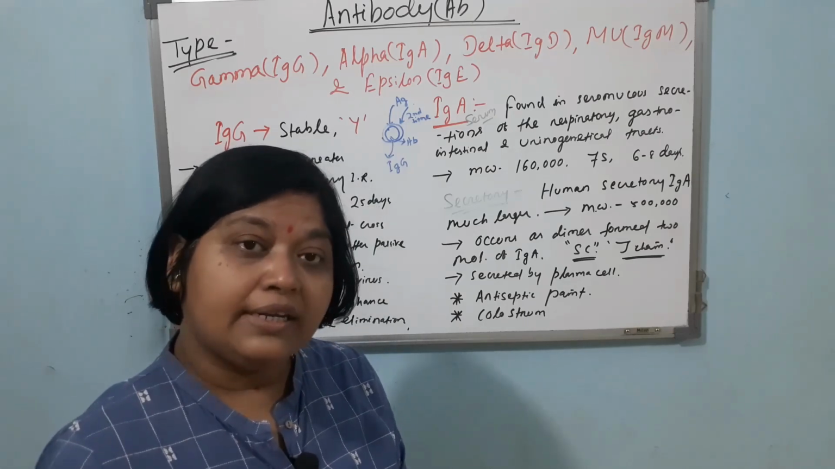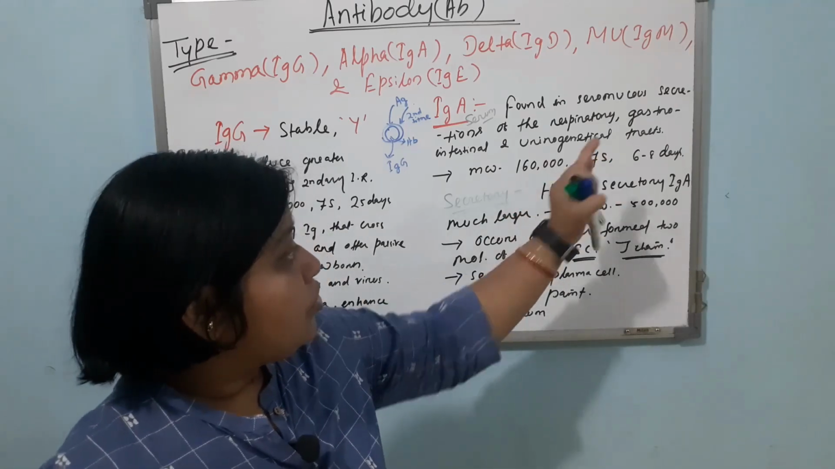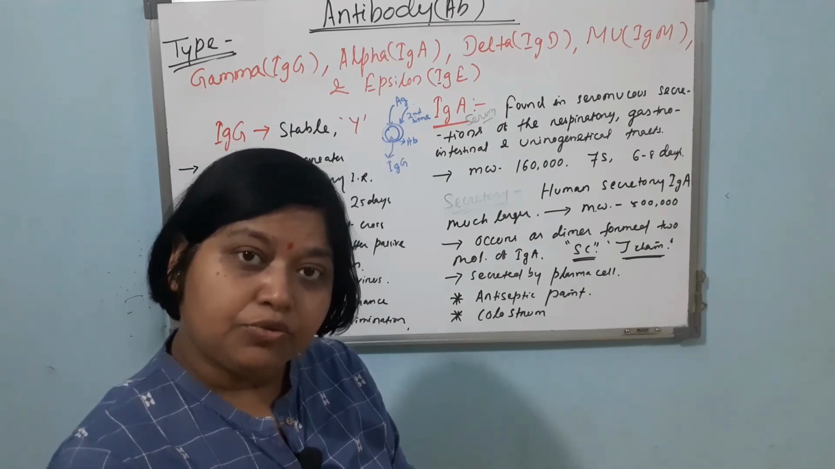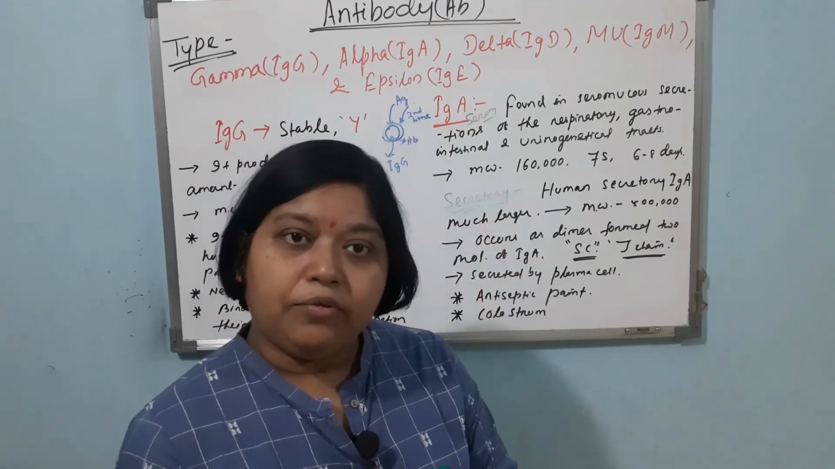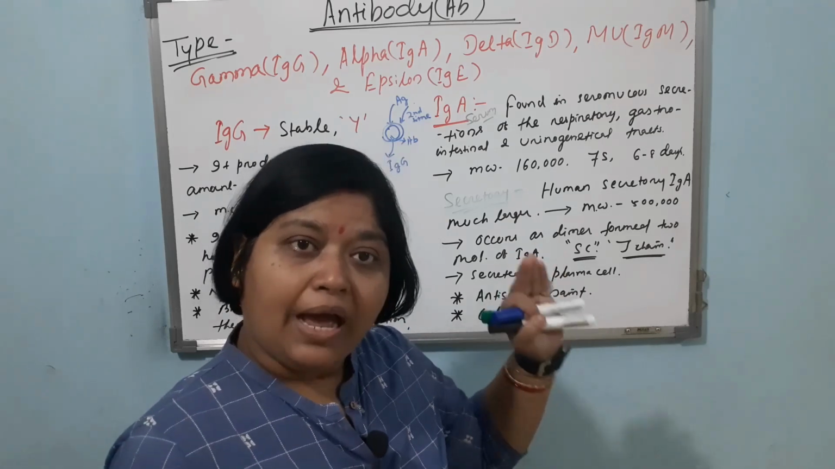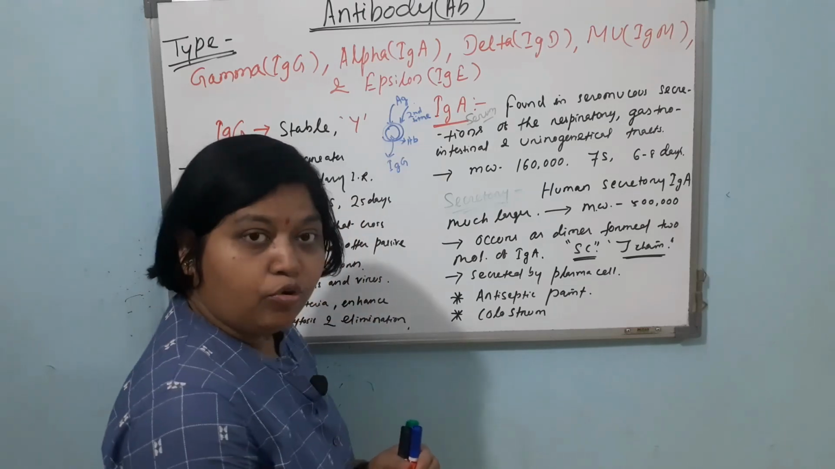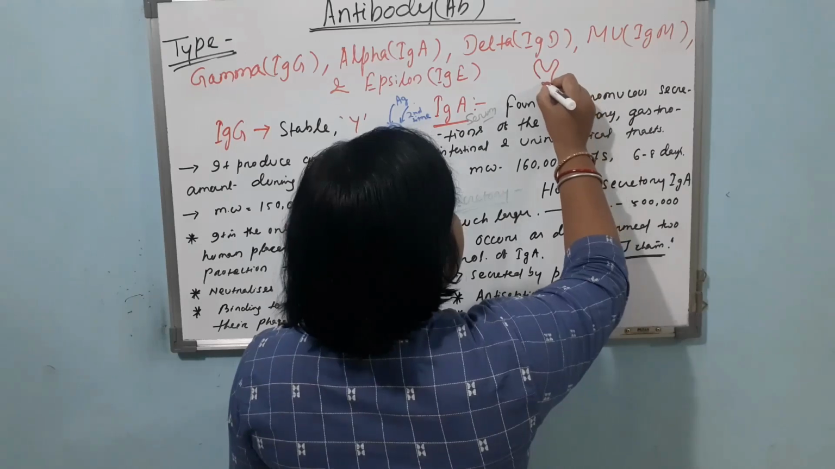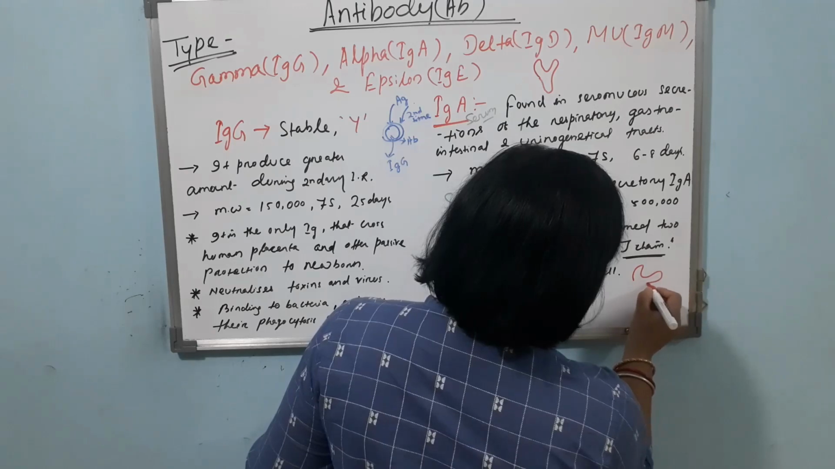Its molecular weight is nearly 160,000 Dalton, its sedimentation coefficient is 7s, and its half-life is nearly 6 to 8 days. But secretory alpha immunoglobulin is much larger compared to serum alpha immunoglobulin, because in serum this alpha immunoglobulin is present as a monomer, but in the secretory case it is present in a dimer stage.